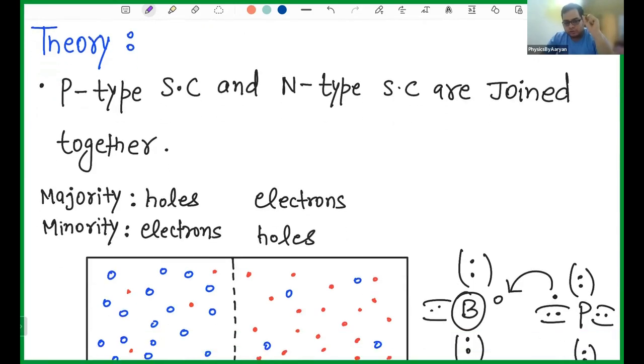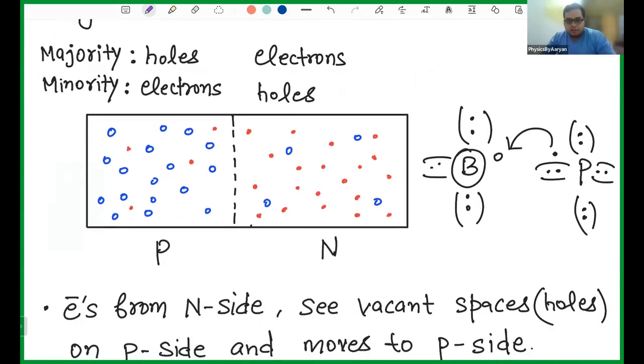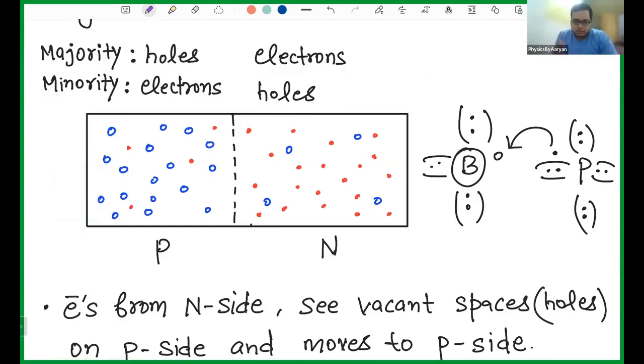Let me show you a diagram of a PN junction diode. It's a very rough diagram. It tells you that you have P-type semiconductor on one side and N-type semiconductor on the other side. In P-type, you have a huge number of holes and few electrons, so holes are in the majority and electrons are in the minority. On the N side, there are a huge number of electrons. Electrons are given by the red color and holes by the blue color. On the N side, the number of holes is very small.